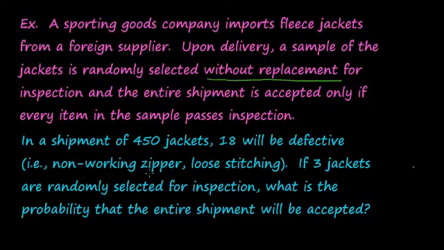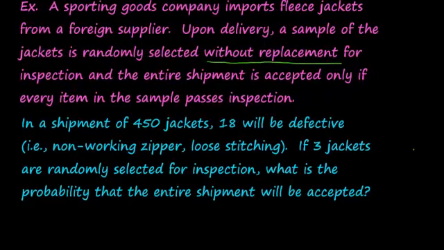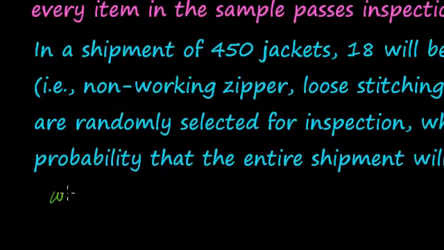If 3 jackets are randomly selected for inspection, and recall this is without replacement, you wouldn't want to inspect a jacket, throw it back in the pile, pull another one back out. You might pull the same jacket again. So obviously without replacement. If 3 jackets are randomly selected without replacement for inspection, what is the probability that the entire shipment will be accepted? So let's look at what we know so far. We know this is without replacement.